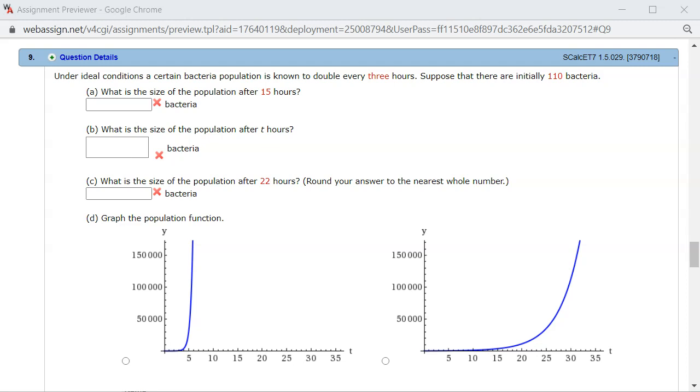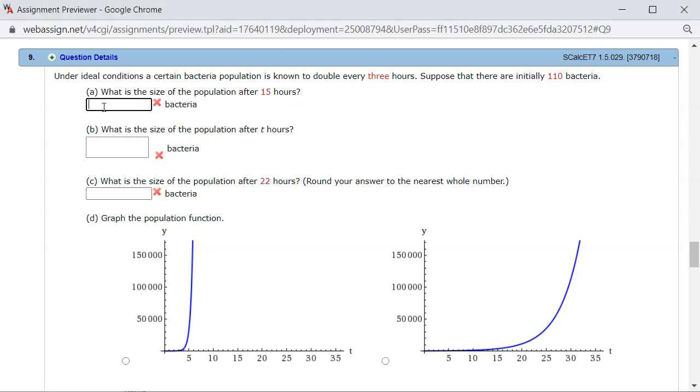All right, let's look at homework 1.5, problem number 9. We're talking about a bacteria population, and it says that it is known to double every 3 hours. Suppose that there are initially 110 bacteria. What is the size of the population after 15 hours?